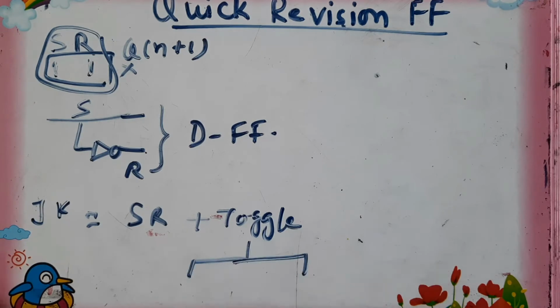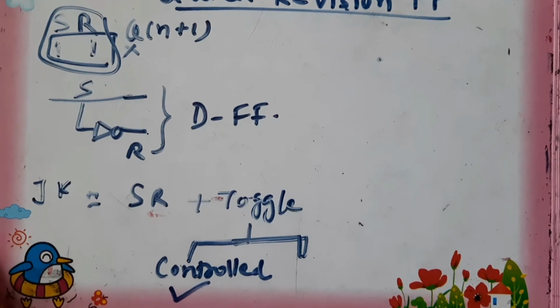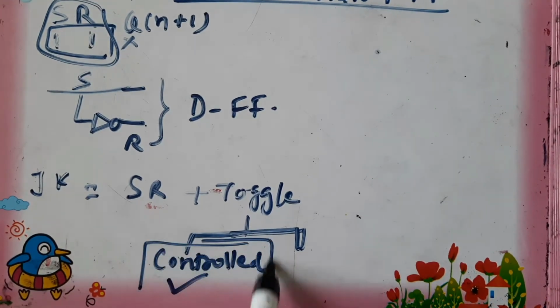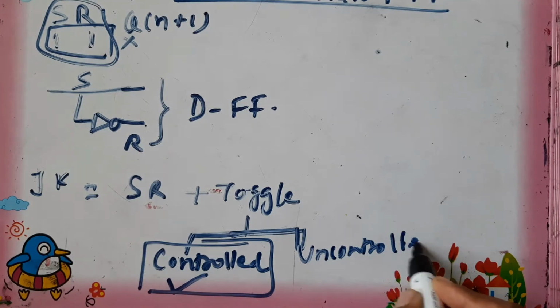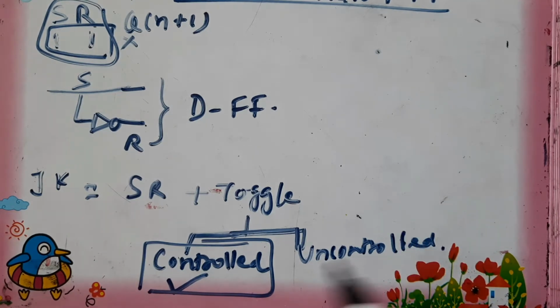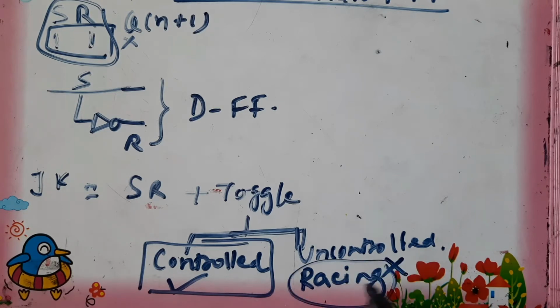Now the toggling event may be controlled or uncontrolled. If it is controlled, then it is desired, so you can use that toggling state. But if it becomes uncontrolled, that means if it cannot be controlled by the clock, then racing occurs, and we have already learned about racing. So we need to avoid this racing. Today we will discuss how to avoid the racing using master slave.